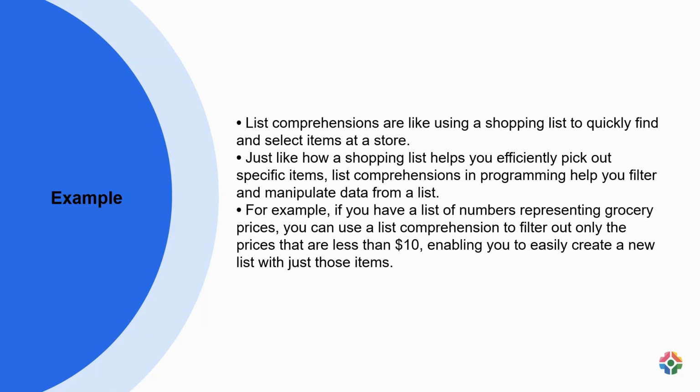List comprehensions are like using a shopping list to quickly find and select items at a store. Just like how a shopping list helps you efficiently pick out specific items, list comprehensions in programming help you filter and manipulate data from a list. For example, if you have a list of numbers representing grocery prices, you can use a list comprehension to filter out only the prices that are less than $10, enabling you to easily create a new list with just those items.